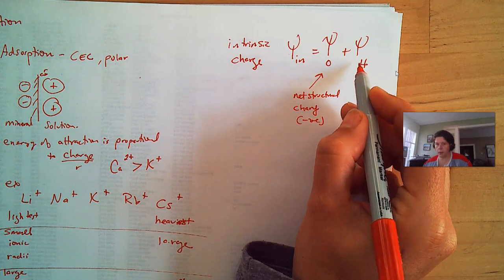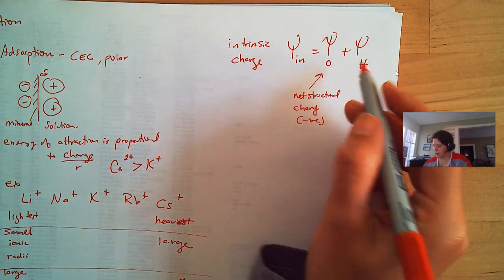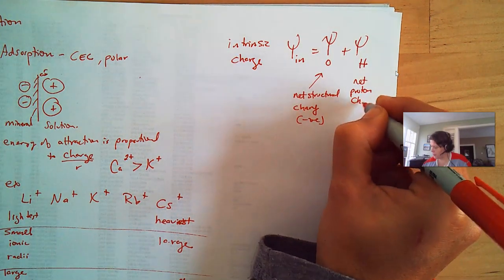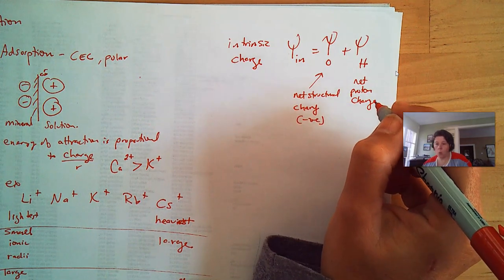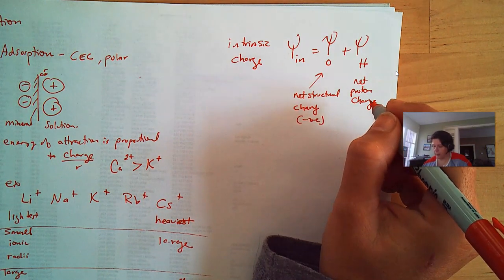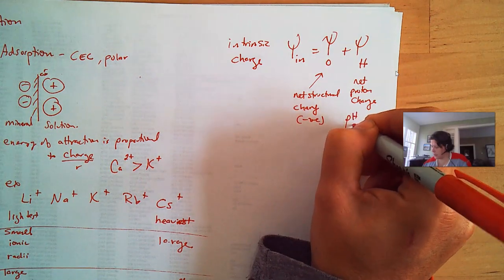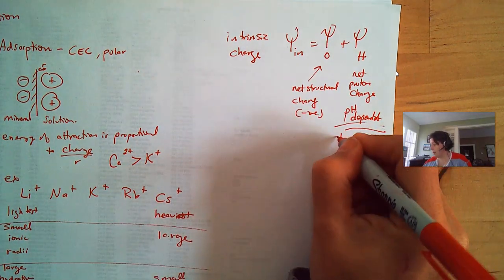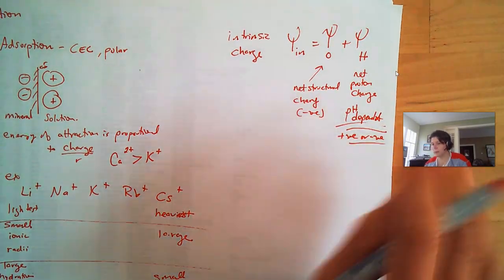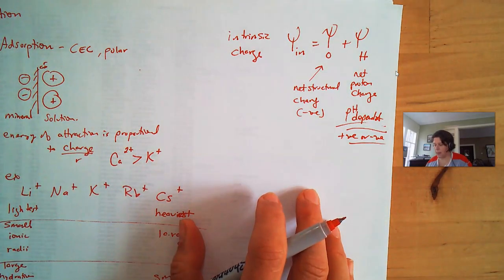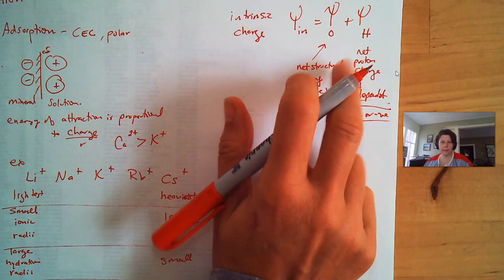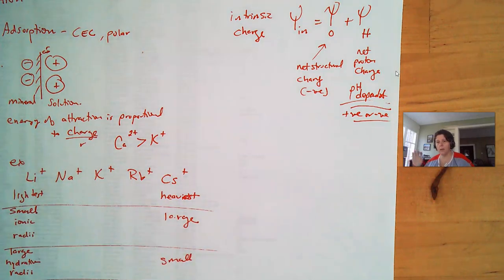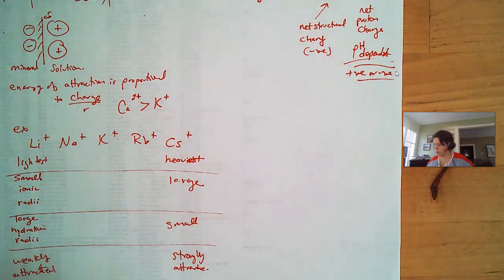And then this right here is the net proton charge. This is the net proton charge, due to the loss of OH ions or on edges. This is pH dependent, and this is what we're going to be talking about. So this could be positive or negative, depending on the pH of the system. This is really an important part of this, the idea of the pH. Under normal pHs, it's going to be net negative, but when we hit certain pHs, it changes.